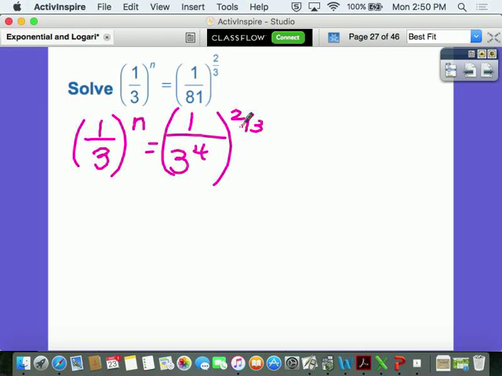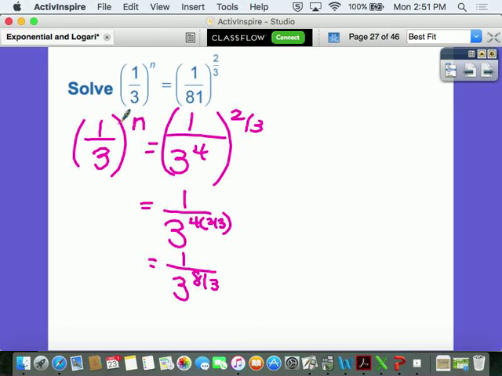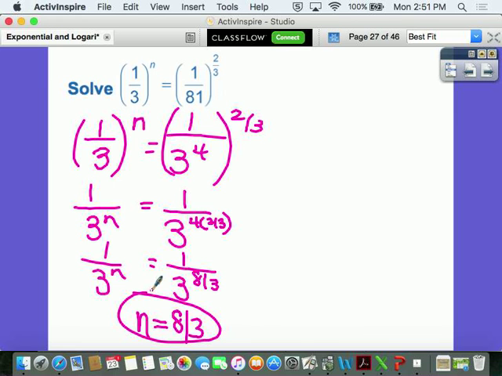Yep, you definitely have to multiply that 2/3 by the 4 on this side. What about the 1? Does the 1 get applied to the exponent too? Yep, so it will be 1. So you'll have 3 to the 4 times 2/3. What's 4 times 2/3? 8 over 3. And what about over here? What would that be? 1 over what? 3 to the n. So, if you notice, aren't these the same bases? Yep. So all you do is cancel out. So n equals 8 over 3. Simple, yeah? Okay?